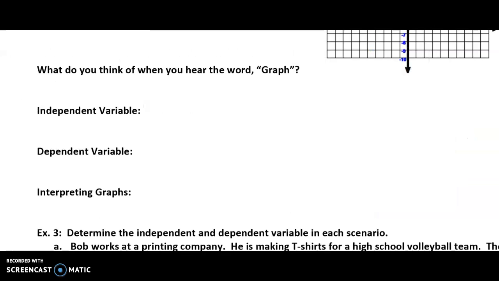Now moving on to the next question: what do you think of when you hear the word graph? Well, again, depending on the way that the word is used, it could be used as a verb, as in graph the coordinates, or it can also be used as a noun, which means create the graph for the situation. In any event, we need to make sure that we are able to correctly identify the independent variable versus the dependent variable.